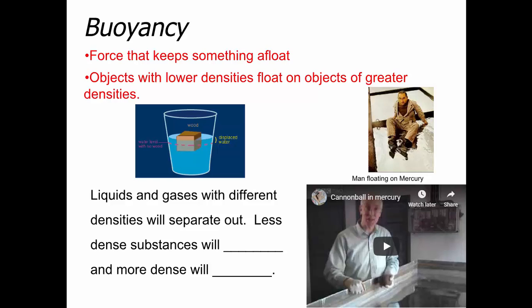All right, so because I have these three liquids, and each of them is a different substance, they each have different densities, and therefore they separate out. The least dense is the one on top, the most dense is the one on the bottom, and the middle one is in between in density. So liquids and gases separate out with different densities. Less dense objects float in more dense objects.